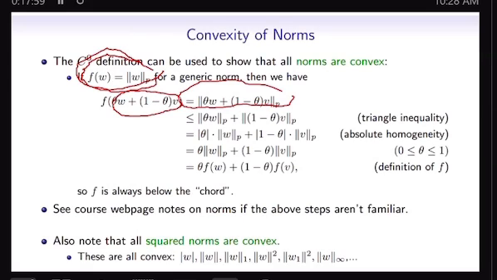So instead of f of W, I'm actually going to have theta W plus 1 minus theta, W. Sorry, we have to use a different point, W and another point, because we're always going to have two different points to connect a line. Go ahead.